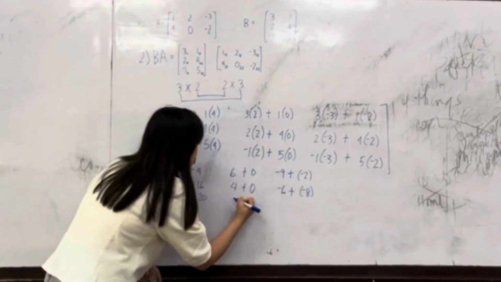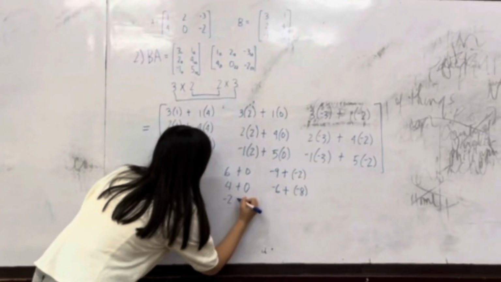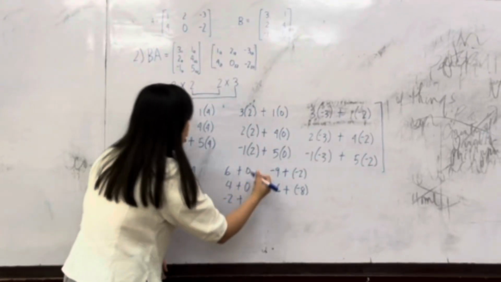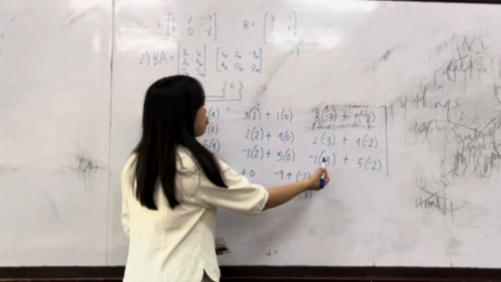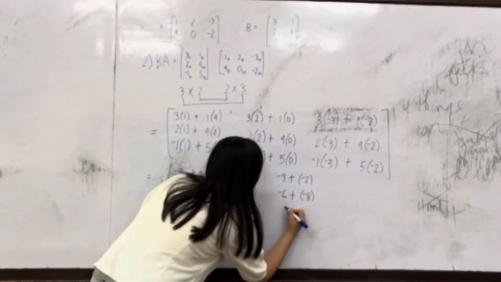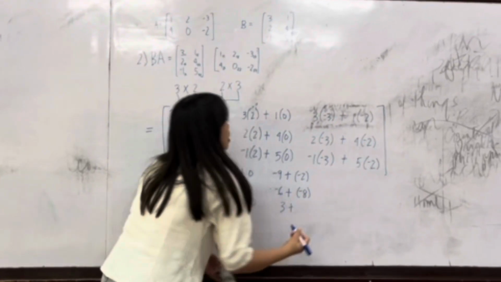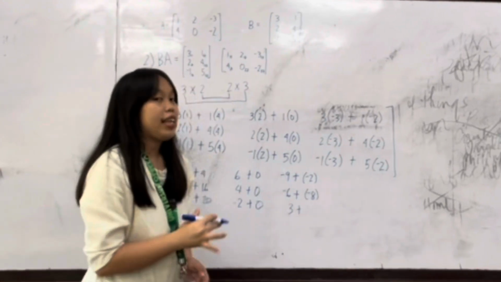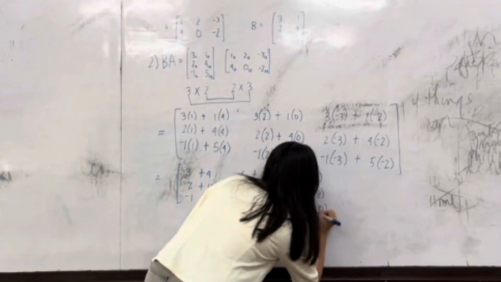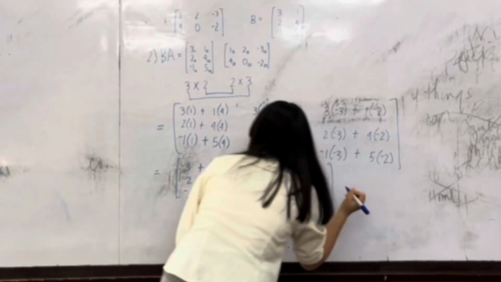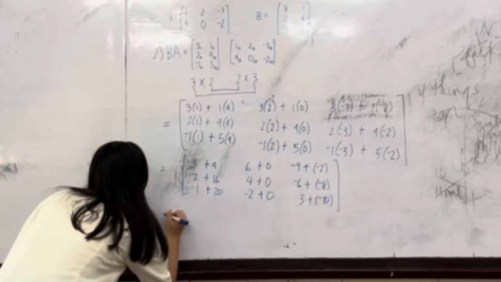Negative 1 times 2, negative 2 plus 5 times 0, 0. Okay. Now, negative 1 times negative 3 is 3. And the last one will be 5 times negative 2, which is negative 10. Now, for our final answer.